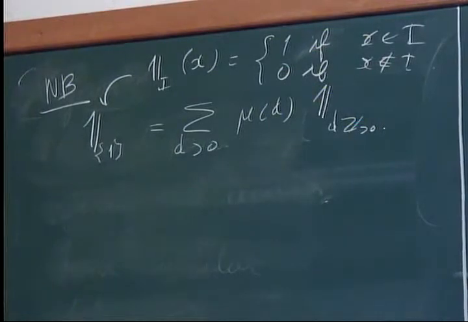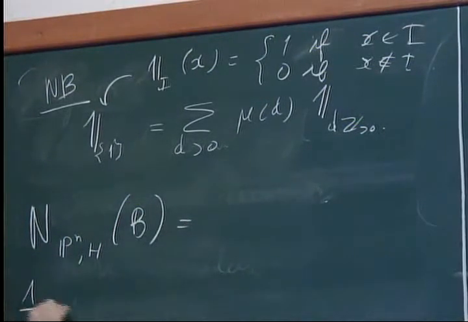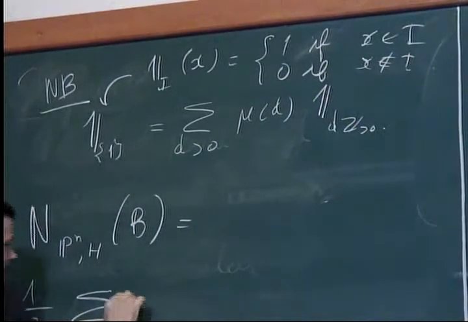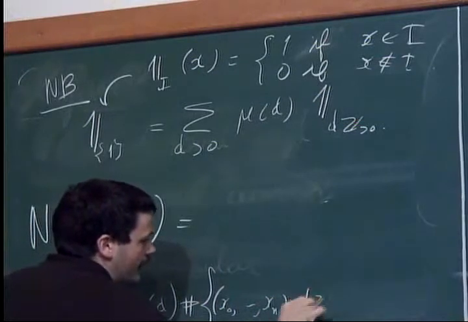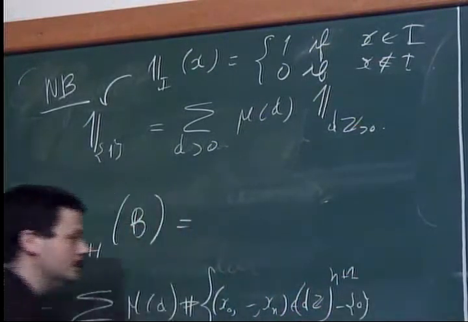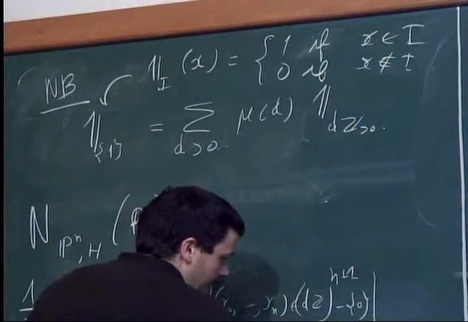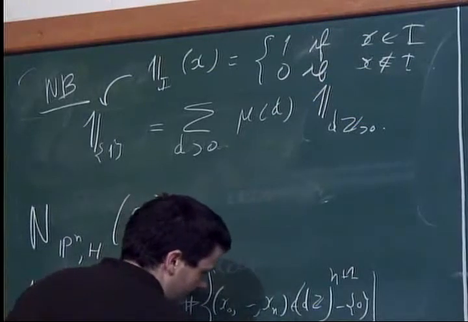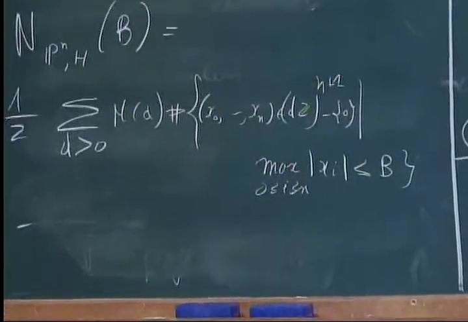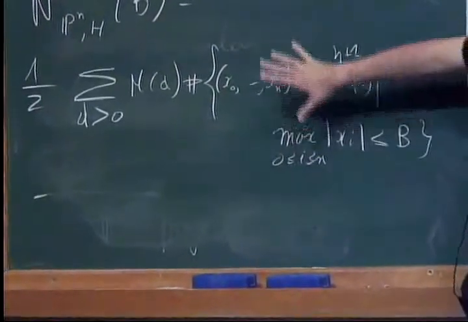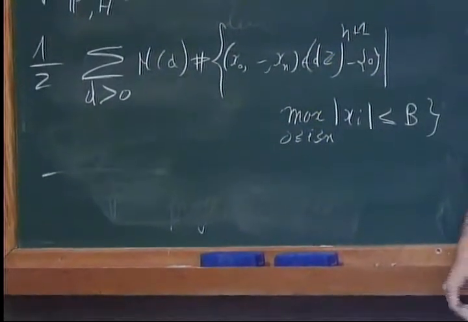So this implies that the cardinal I'm interested in, N_{P^n,H}(B), is equal to 1/2 of the sum for d strictly positive of mu(d) times the cardinal of the (x_0, ..., x_n) in (dZ)^(n+1) different from 0, such that, well, the maximum of the coordinates is less than B. So I should stress that here I have to remove 0 just to be sure that this sum is in fact finite. So I have only a finite number of terms which are different from 0.